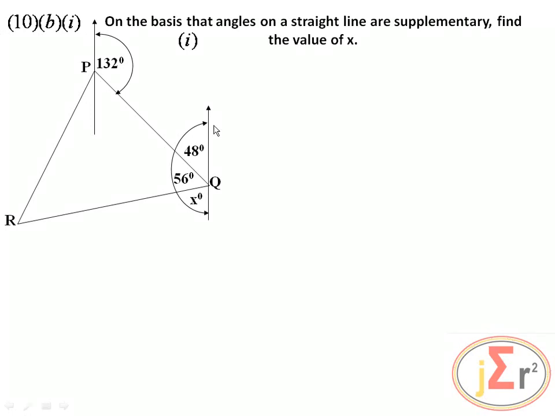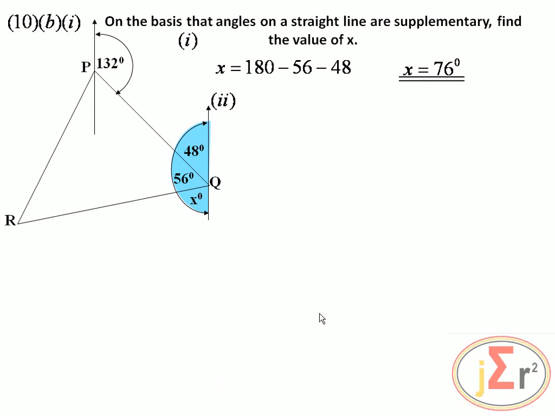And we know, as we can see, that all of these angles are on a straight line. Find the value of x. On a straight line, they add to give 180 degrees. This angle x will be what remains after subtracting these two from 180 degrees. X is 76 degrees.